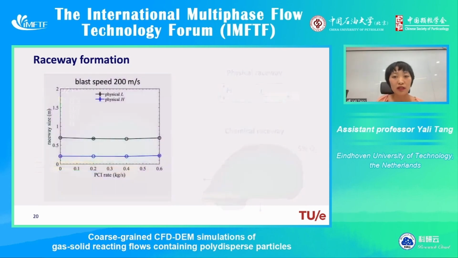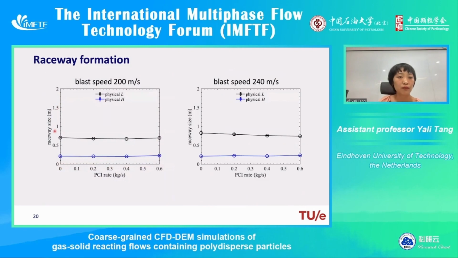And these two plots show the raceway size, mainly the blue color is the height and the black color is the length of the physical raceway. The left plot is at the blast speed 200 meters per second. The right plot is at blast speed 240 meters per second, and we have done different coal injection rates, so from without coal and also with around 0.2 kilogram per second, and scale it up.